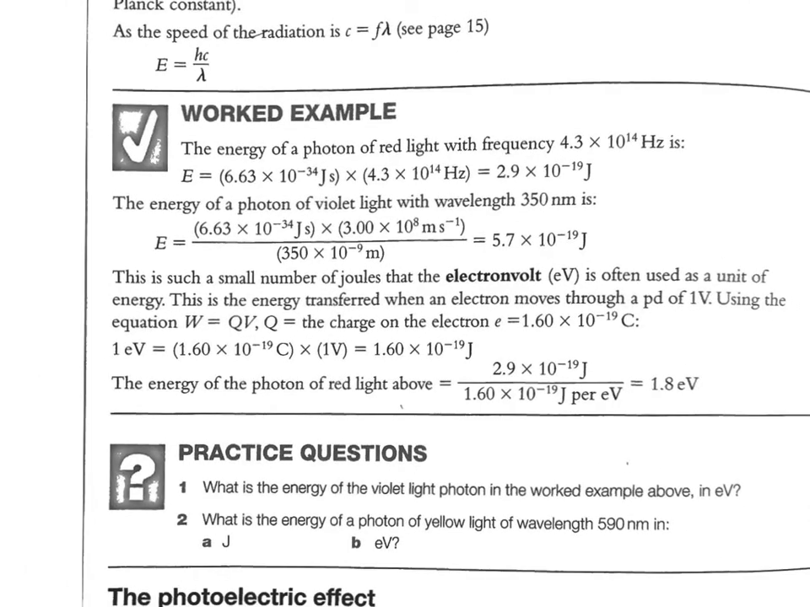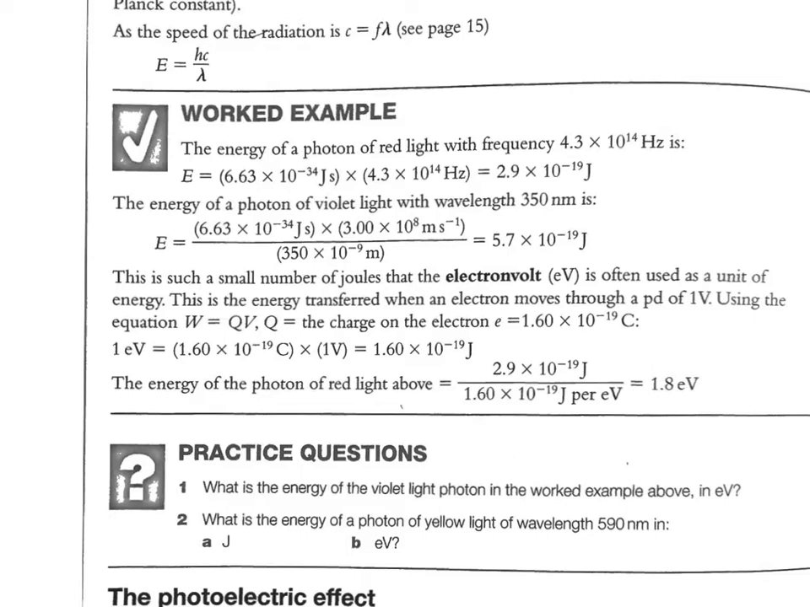So we have here the energy of a photon of red light with a frequency 4.3 by 10 to the power of 14 hertz. Hertz, remember, is just the unit, it just means per second. So what this means is 4.3 by 10 to the power of 14 full oscillations, full waves happening every second. So using the equation, E equals hf, 6.63 by 10 to the minus 34 joule seconds, multiplied by 4.3 by 10 to the 14 per second, or hertz. That leaves you 2.9 by 10 to the minus 19 joules.